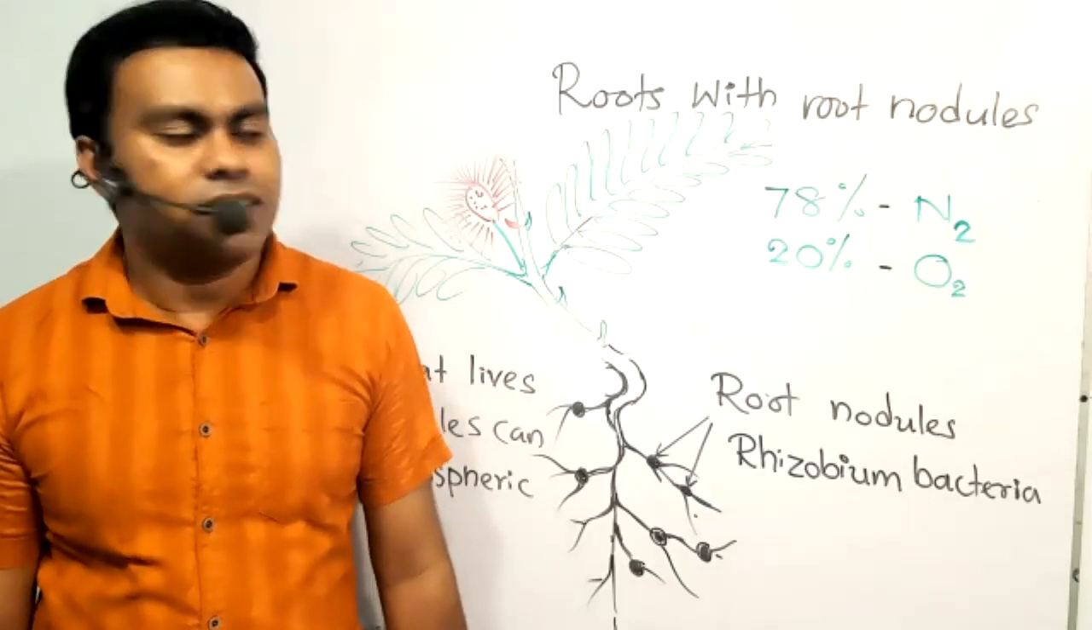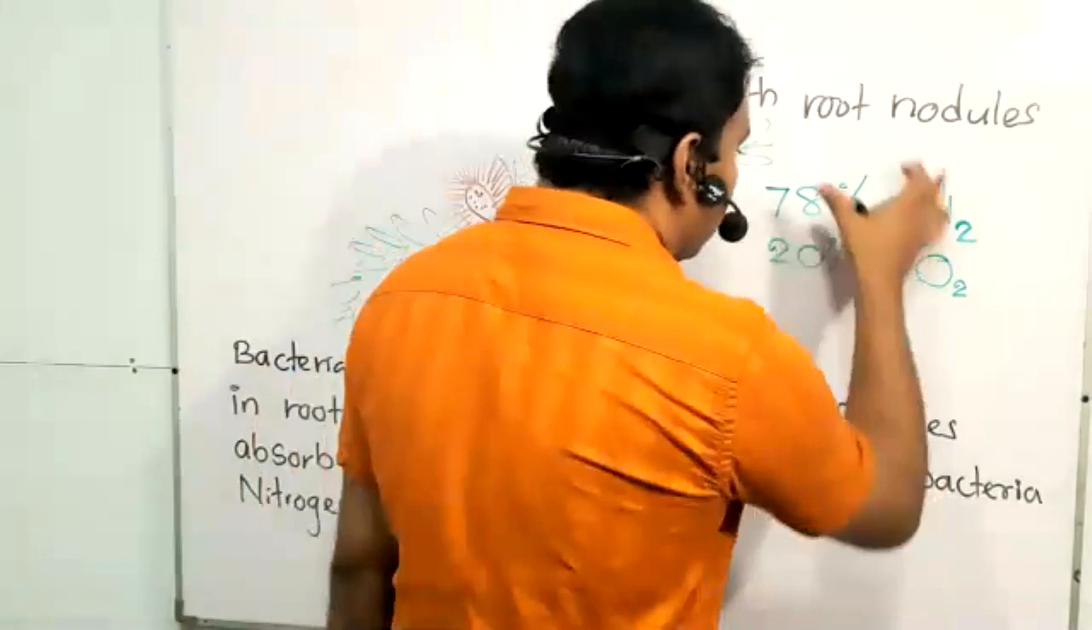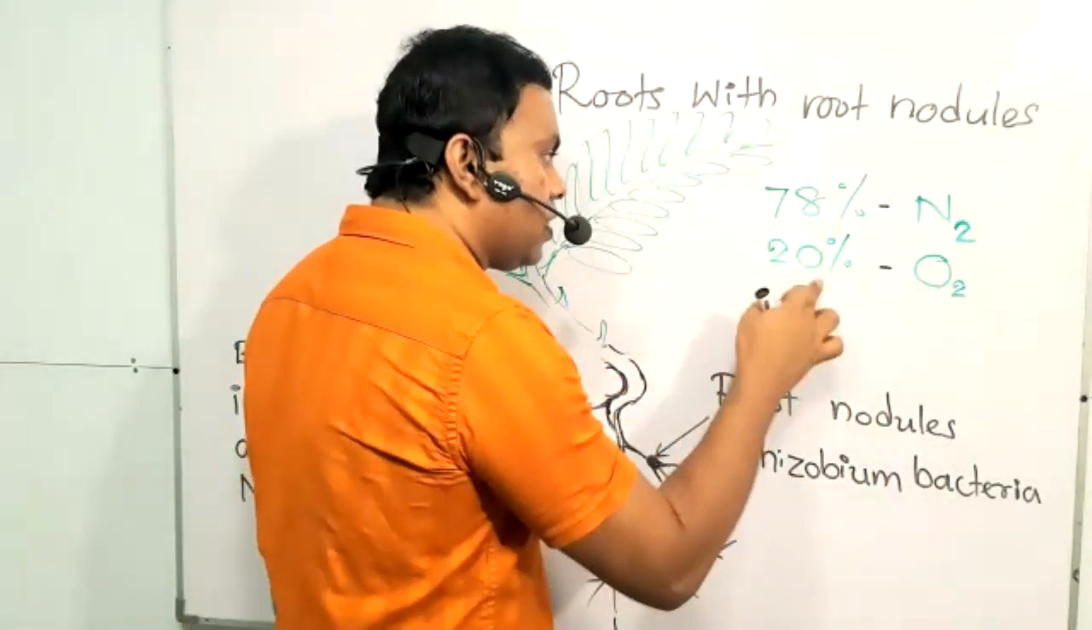Carbon dioxide. How much is there? 78, 20 altogether.